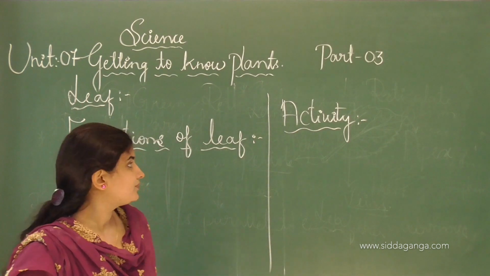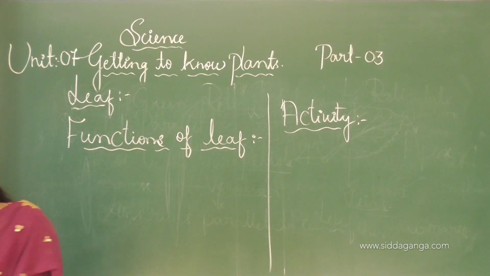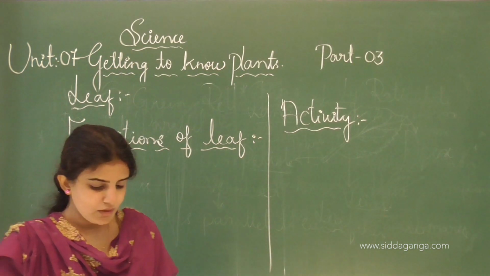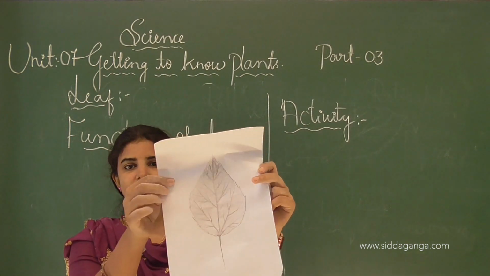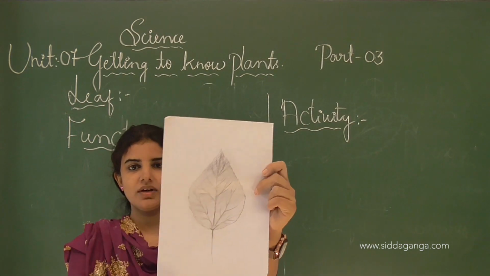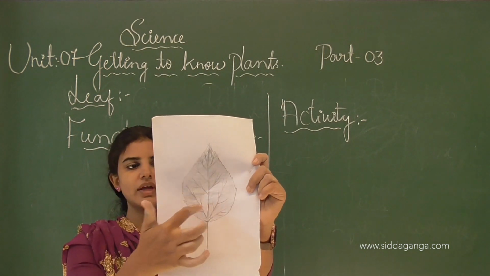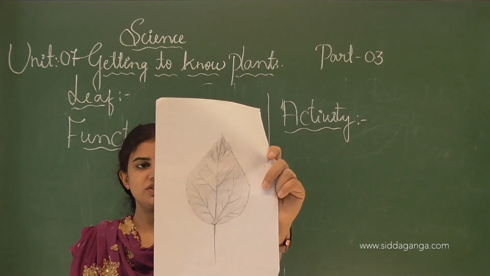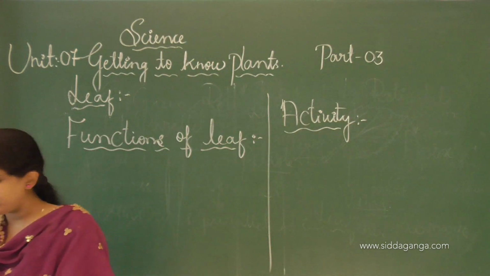This is what the activity shows. I will show you. This is the leaf I made. You can also do it at your home. This is how the leaf is shaded. You can see the arrangement of veins in this picture, is it not? This is how this activity will be done.